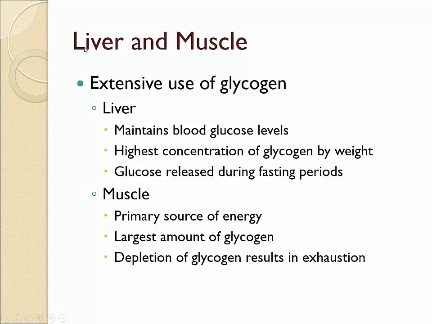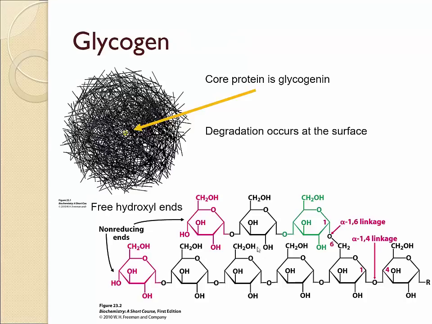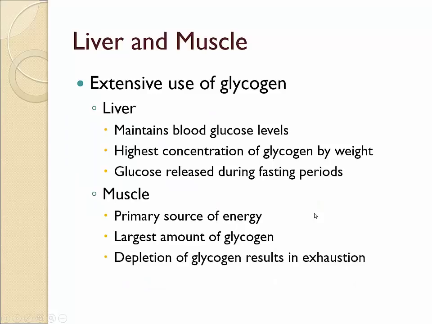Now, as I was mentioning, we have two major sites for glycogen degradation, catabolism, and anabolism. That's the liver and the muscle. Both of these extensively use glycogen. For the liver, we're talking about maintaining blood glucose levels. It has the highest concentration of glycogen by weight, and we're going to release glucose between fed states. During fasting periods, phosphorylase is going to be active, and we'll be nibbling off the ends of these glycogen molecules, releasing glucose ultimately to be released to the blood.